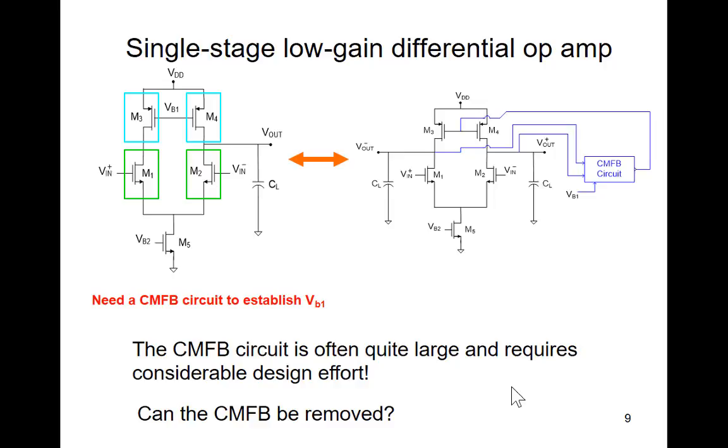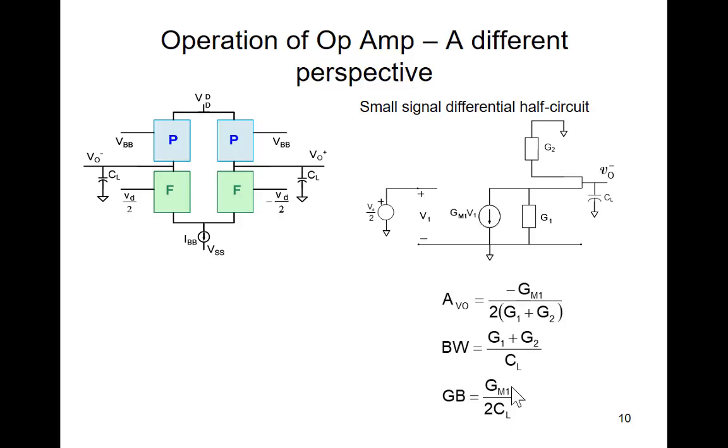The combo feedback circuit is often quite large, and even though I have not talked about it yet, there's a modest amount of effort that goes into the design of the combo feedback circuit as well. So we can ask the question, can we remove the combo feedback circuit? If we can eliminate the combo feedback circuit, that would certainly be an attractive property. So I'd like to look at the operation of the op amp now from a slightly different perspective.